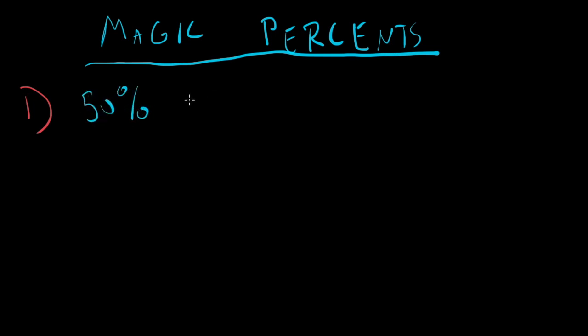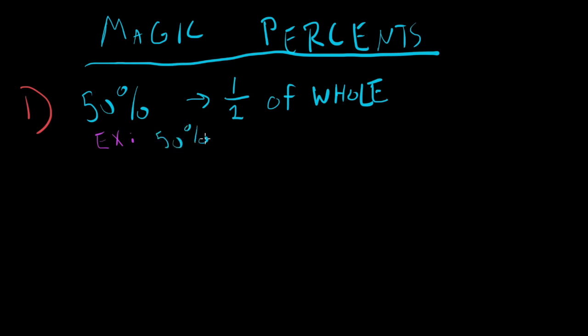50% is the same as just finding half of a number, half of the whole. An example would be 50% of 40, and so half of 40 equals 20. So that means 50% of 40 is 20.